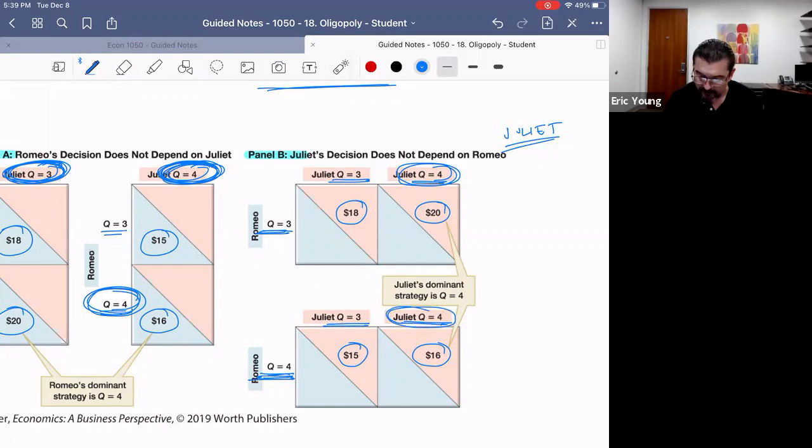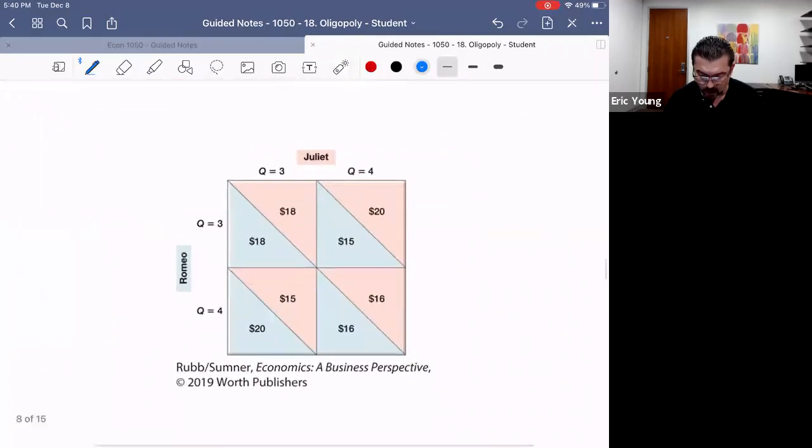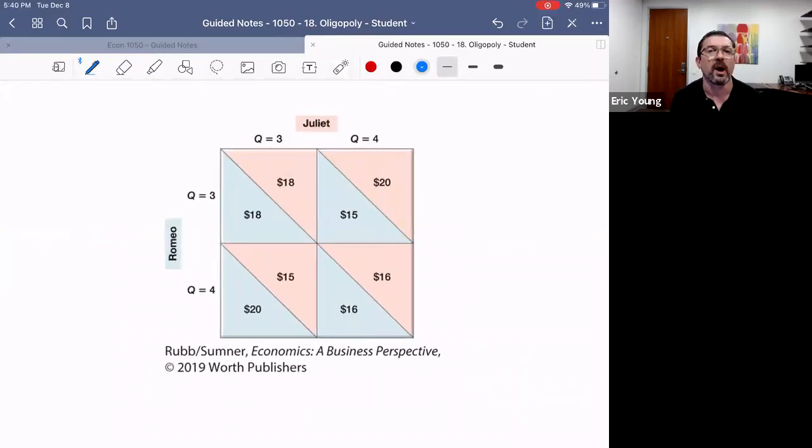And notice now that for Juliet, we also have a dominant strategy. Make 4, produce 4, set Q equal to 4. Because no matter what Romeo does, whether he makes 3 or makes 4, Juliet is best off making 4. This, therefore, is her dominant strategy. Okay? Now, you're asking the question, okay, well, so what?